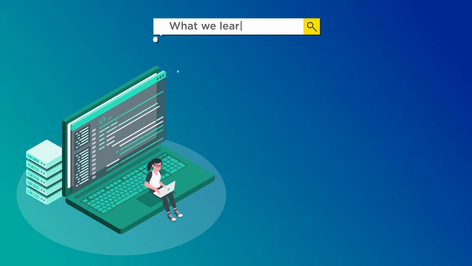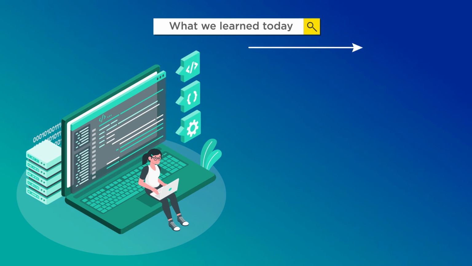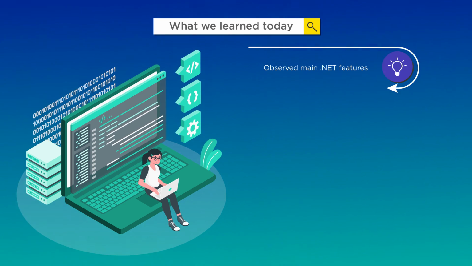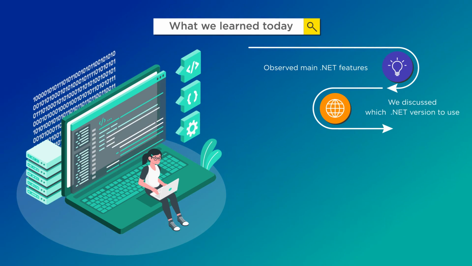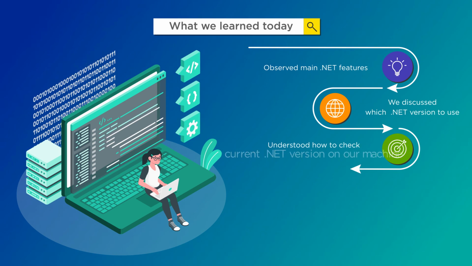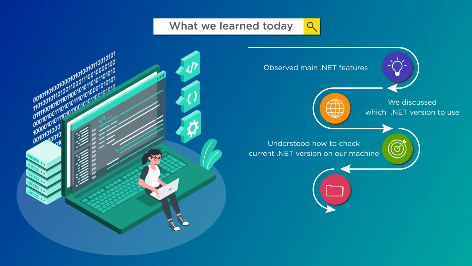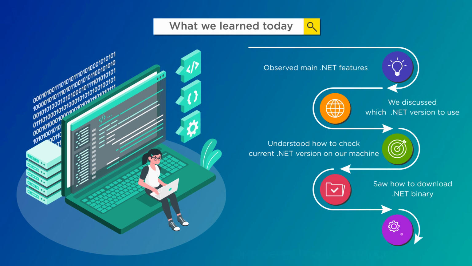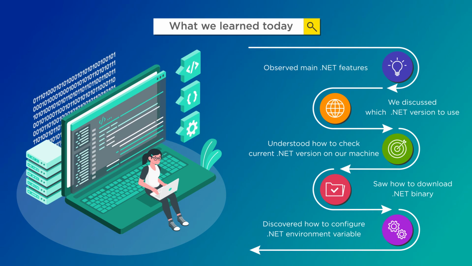Let's sum up what we did today. We learned the following: the main features of .NET, which .NET version to use, how to check the current .NET version, how to install .NET binary, how to configure .NET environment variable.